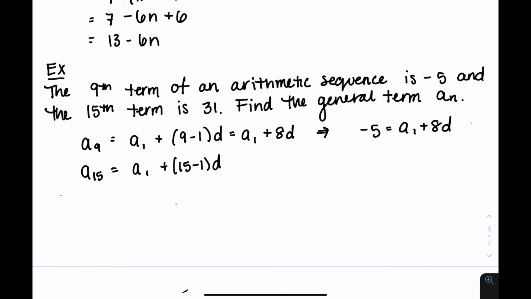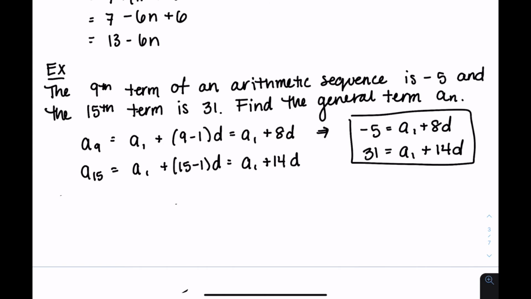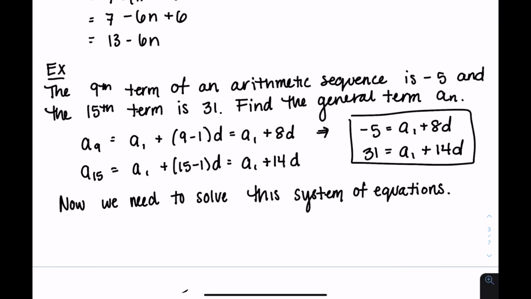My 15th term is a1 plus 15 minus 1 d, which is a1 plus 14d. And I know my 15th term is 31, so 31 better equal a1 plus 14d. So what we really end up with here is a system of equations, and we just need to solve that to figure out a1 and d, and that gives us our general term.